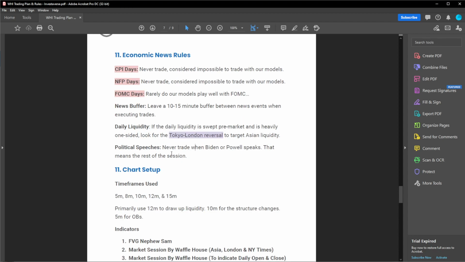Political speeches. Never trade when Biden or Powell speaks. That means the rest of the session. So if President Biden or FOMC member Powell speaks in the PM session, pretty much means I'm just going to be trading in the AM session. A lot of the times these two guys, they just move the markets way too much, which is not a good thing, because then that just doesn't leave any room for us to look for entries.